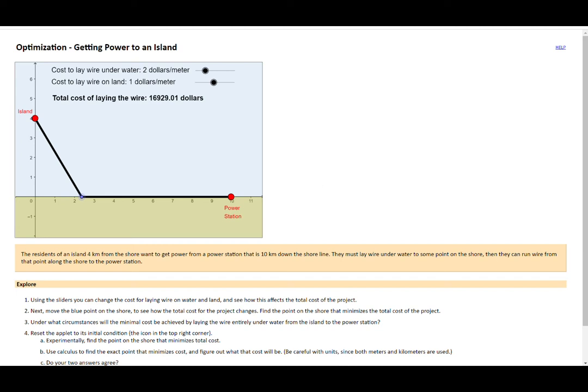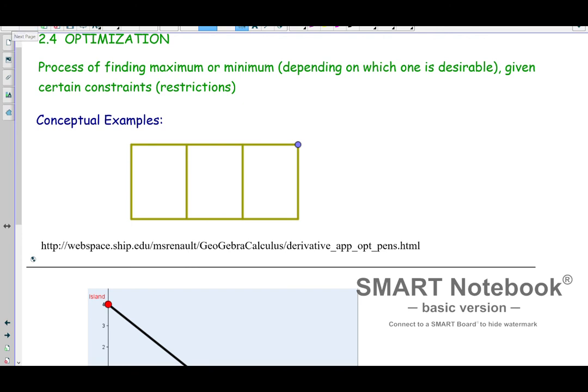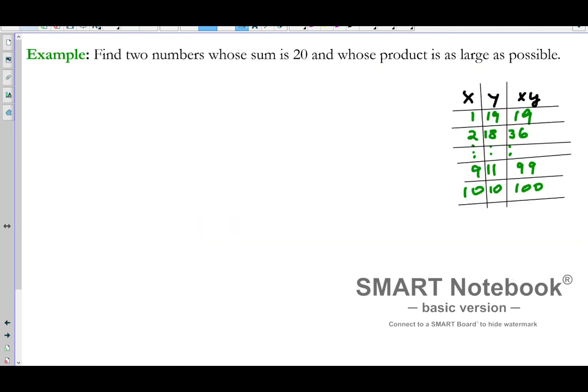Okay, so we're going to begin with very simple examples, and then slowly work our way towards more complicated ones. And the simplest example I could think of was this one. Find 2 numbers whose sum is 20 and whose product is as large as possible. You could do this one just by trial and error, right? You could say, okay, they have to sum to 20, so I could try 1 and 19, but the product is 19. Or I could try 2 and 18, they sum to 20, the product is 36.